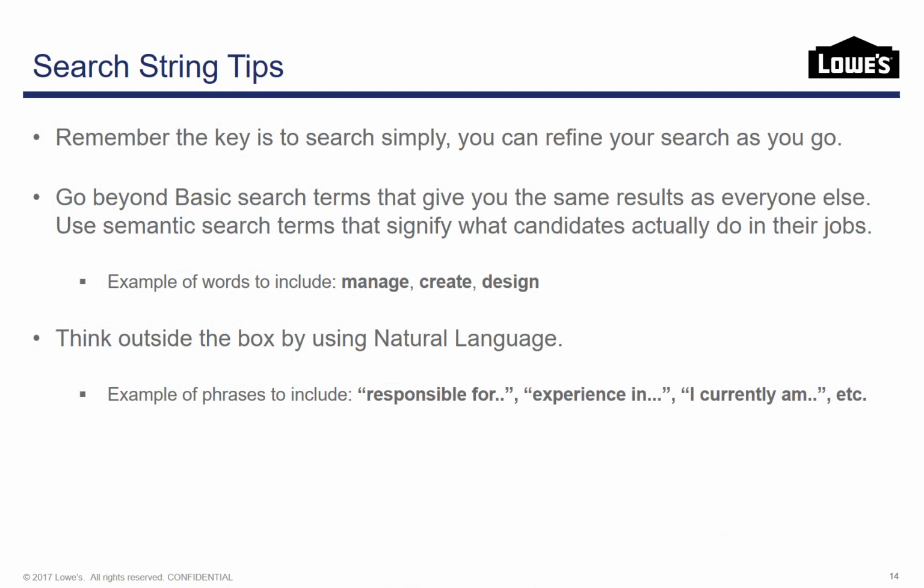Here are a few tips for writing search strings. First, start simply with a simple keyword search. Only use a couple of keywords, and then add in keywords using Boolean. Spend time researching alternate keywords and synonyms. How can you go beyond the terms that are listed in the job description? Think outside the box and include words using natural language. Examples include responsible for, experience in, I currently am.